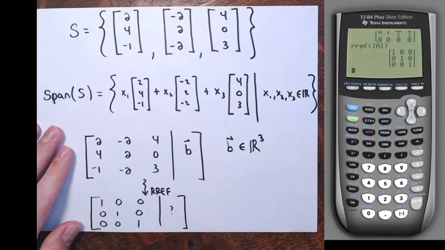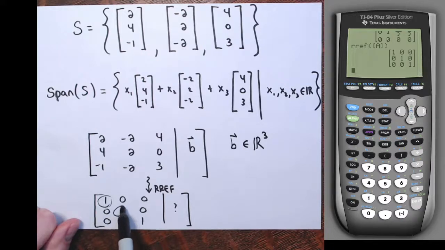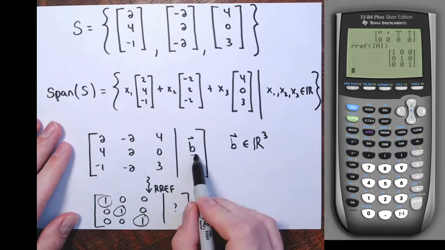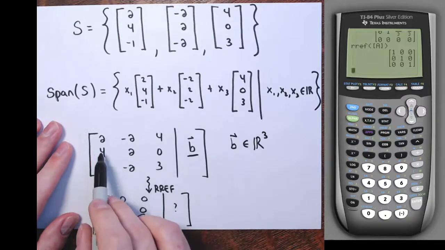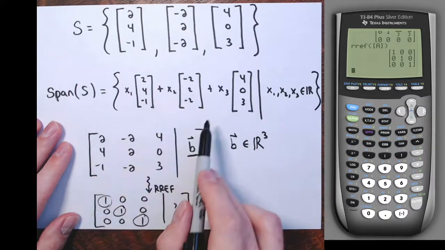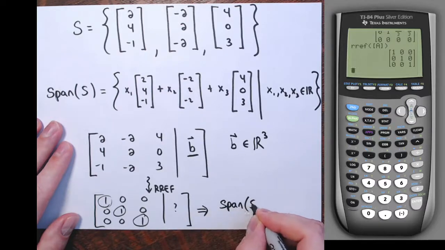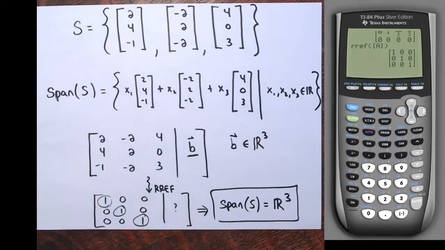Again, I don't know what's on the other side of this, because I'm doing this for any vector, but you can see there are 3 pivots and no rows of zeros. So no matter what I plug in for b, this will have a solution. There will be some value of x1, x2, and x3 such that a linear combination makes vector b, whatever vector b is. So the span of this set of 3 vectors is all of R3. Every single vector in R3 can be written as a linear combination of these 3 vectors.